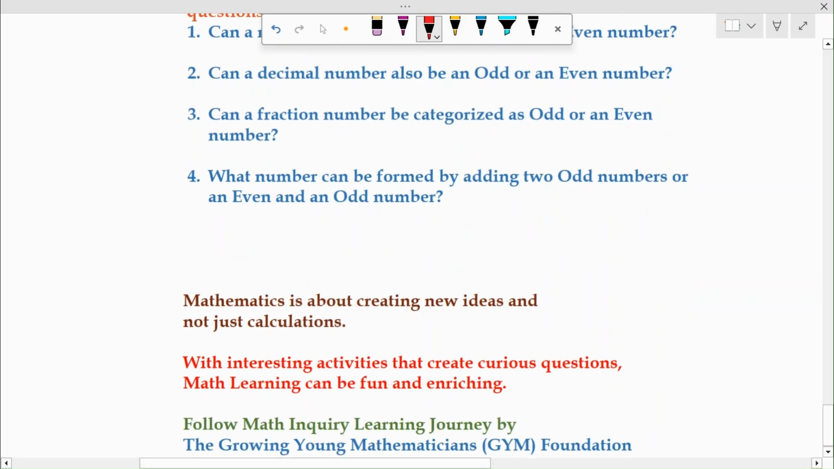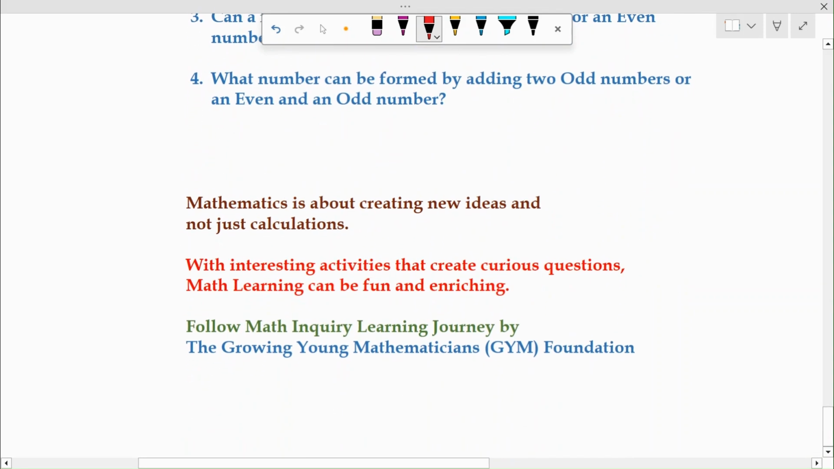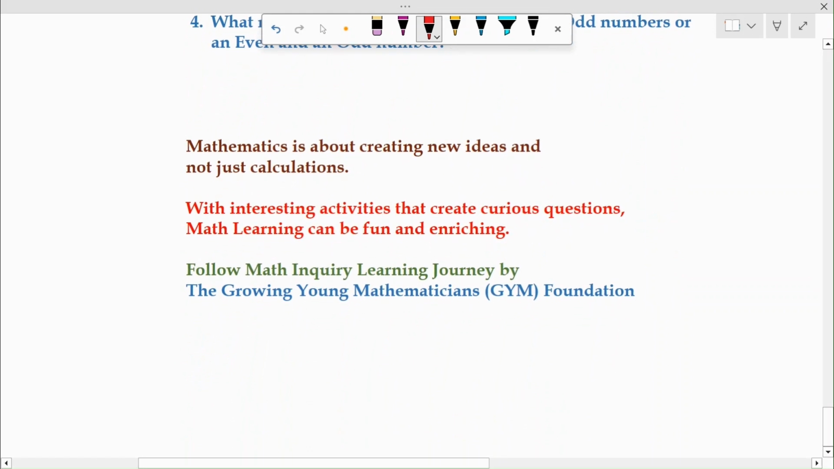So this is how mathematics has been built up over so many decades and millennia. Mathematics is about creating new ideas and not just calculations. So with these kinds of interesting activities, you can create curious questions and make math learning fun and enriching.